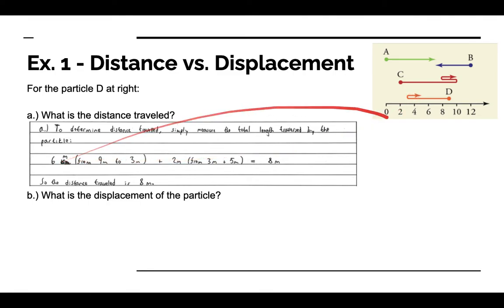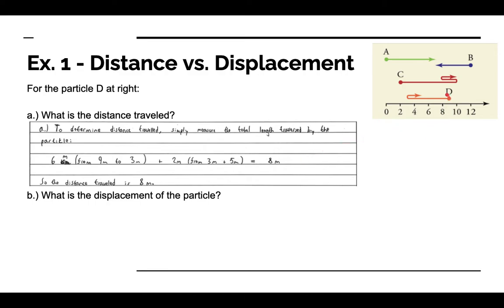So we have 6 meters traveled from 9 to 3, and then we have 2 meters from 3 to 5. So as a result, the total distance traveled is going to be 8 meters. We're simply adding distances of our paths, okay? Nothing more than that.